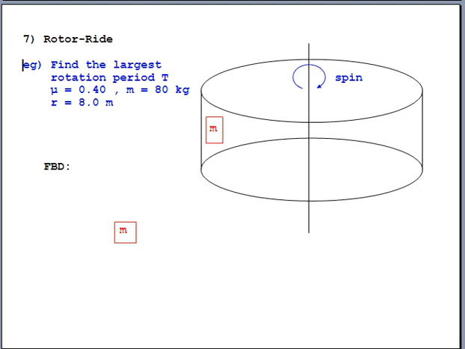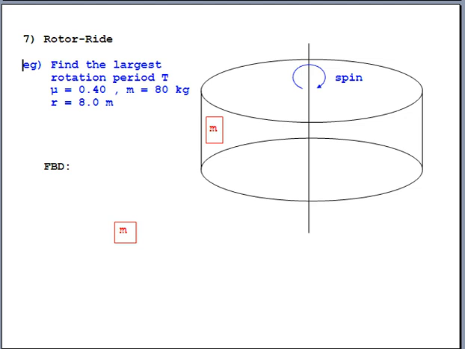So let's take a look at one example here. There's the big giant drum, and here's some little kid in there, some little kid in a red sweater or something like that. They have some mass M. And it's going so fast that they're being smeared into the wall. The wall's pushing them really hard. They're actually stuck there just with static friction.